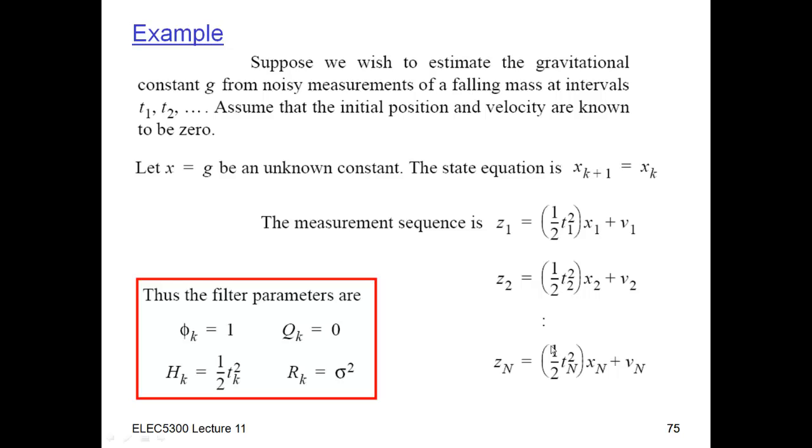Finally, I'd just like to give you an example of this. Suppose that we want to estimate the gravitational constant. So we went to a new world, for example, and we don't know what the gravitational constant is there. One way you can try to figure it out is to use a known mass.